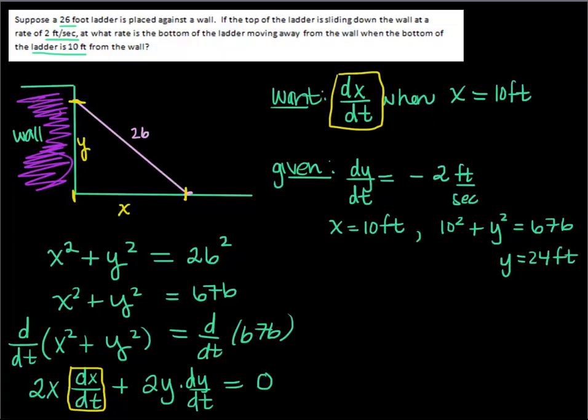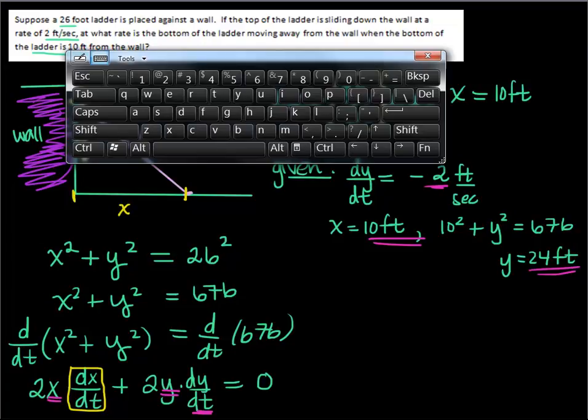And now, look at what we're able to do then. This 10 right here is going to go into this x right here. This y, the 24 feet, right? I'm looking at this moment in time. We'll go in for this y. And then this -2 is going to go in here for the dy/dt. Okay, and then we'll be able to solve for dx/dt, which is what we wanted.